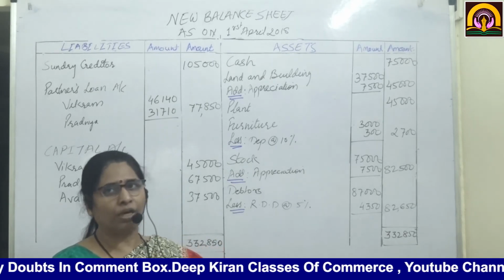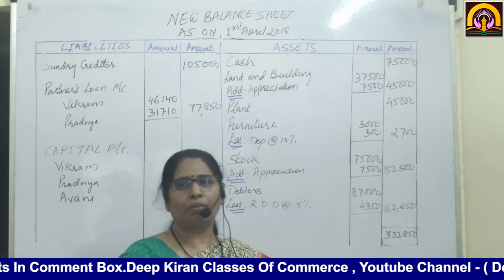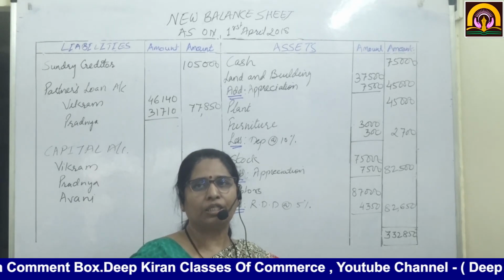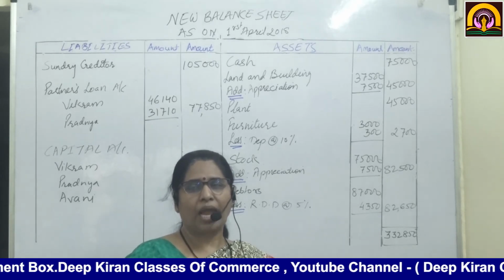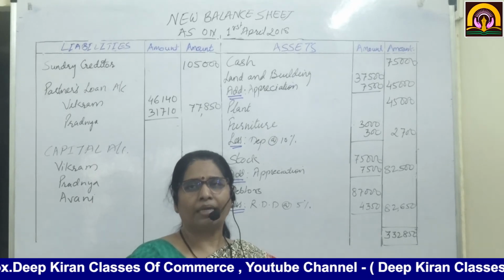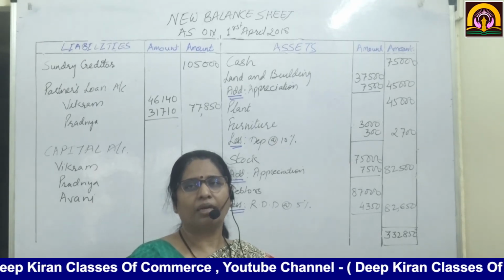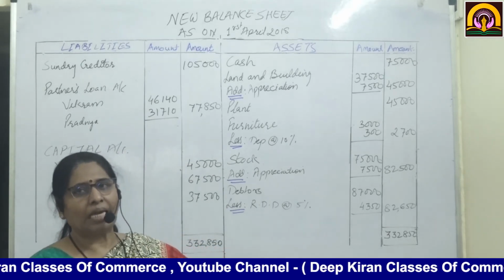Then comes furniture. Furniture amount is how much? As per your old balance sheet, 3,000. Less depreciation at the rate of 10%, that is 300. So after deducting 300, outer column 2,700.